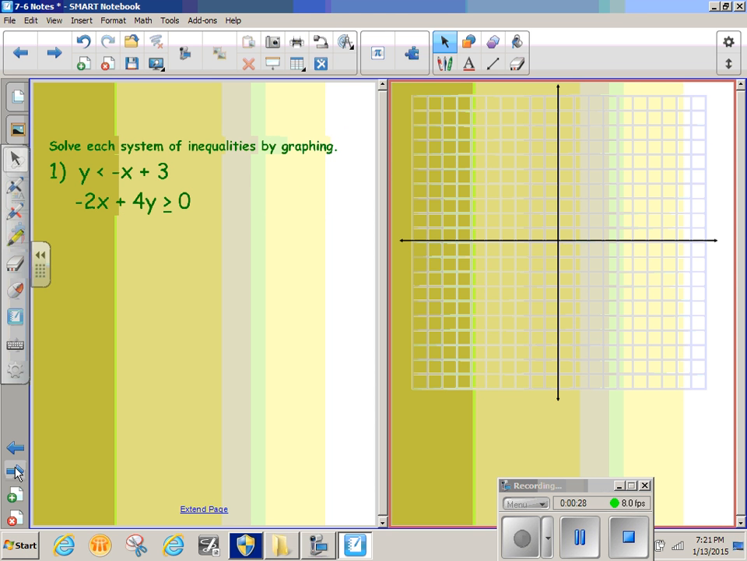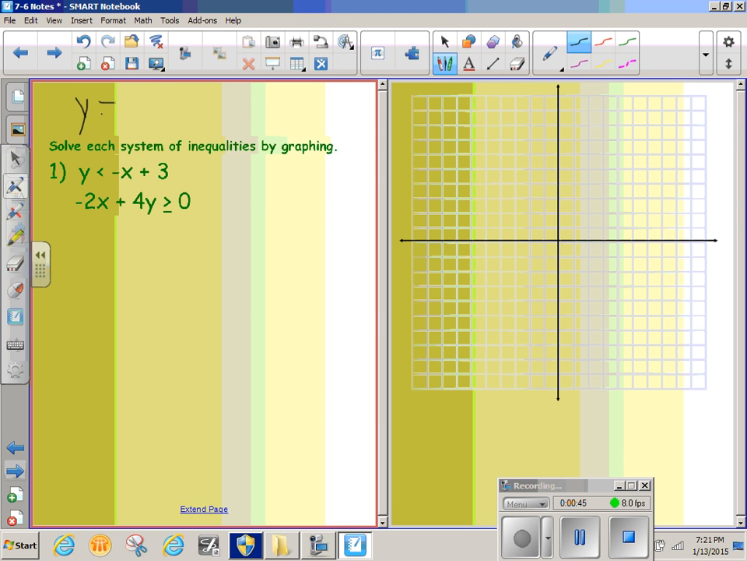Solve each system of inequalities by graphing. So again, what we're looking for is the area on our coordinate plane that satisfies both inequalities. How are we going to do that? Well, we're going to approach y is less than negative x plus 3 the same way we would approach it if it was y is equal to mx plus b.